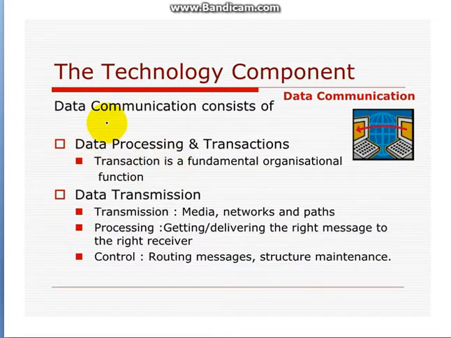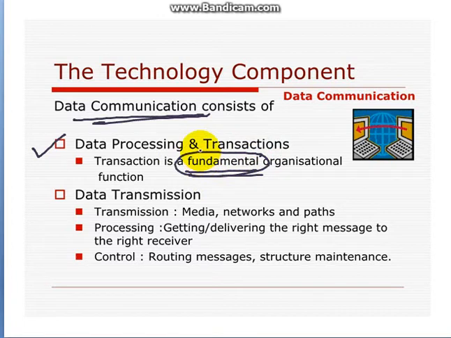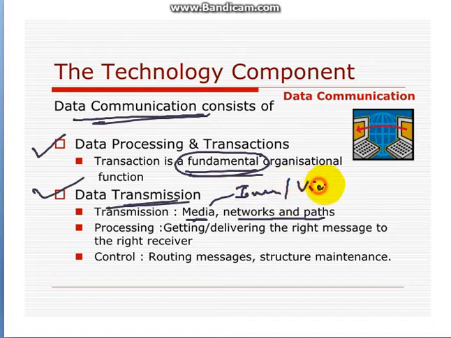Here the technology component consists of data processing and transactions. The transactions and data processing are taken at the fundamental level of the organization. The second part is data transmission: transmitting media, networks, and paths. Media, like images you are transmitting, videos you are transmitting, or infographics that you are transmitting. So here transmission is taking place.